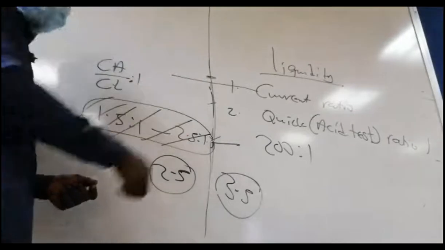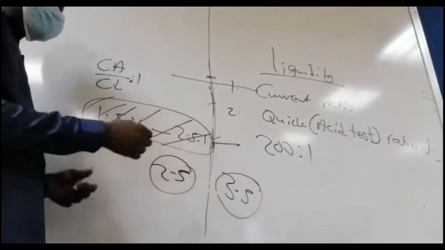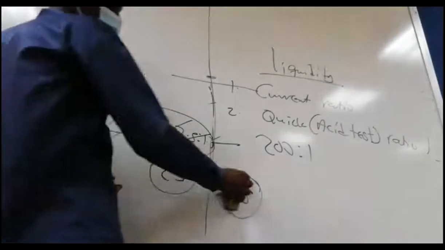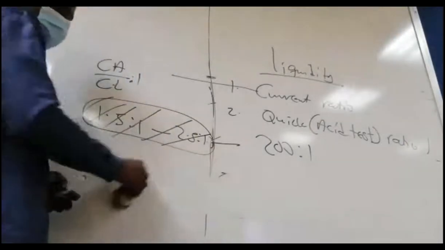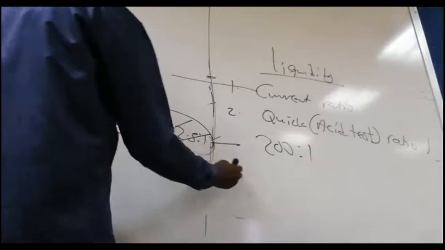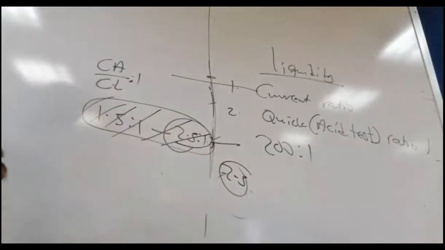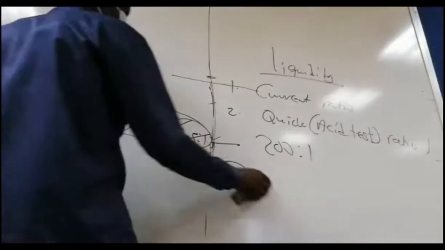This is for a different industry. Sometimes the examiner tries as much as possible to move around the tradition. So normally what they do is they normally give 2.5, which is in line with this. We are done with the current ratio. Let's go to quick ratio.